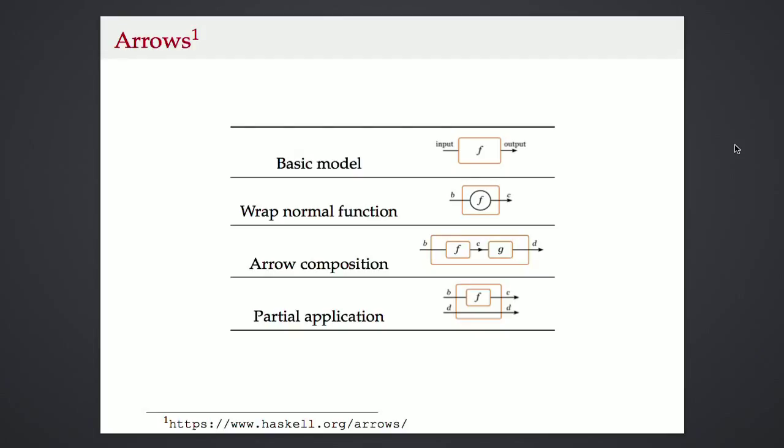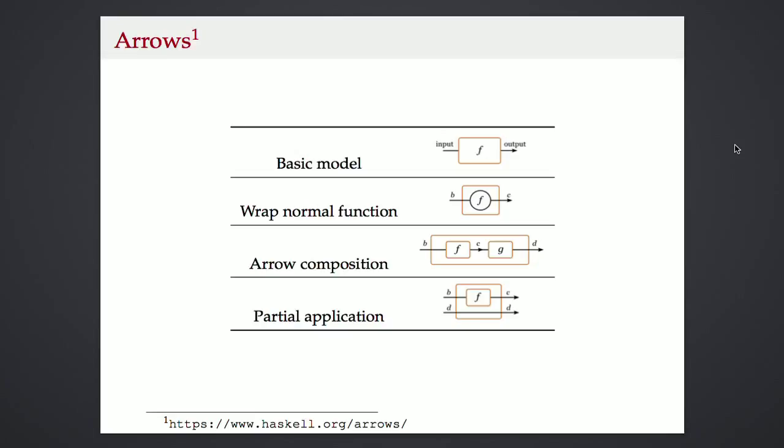So every wire we have is an arrow. An arrow is kind of like a monad. I think every monad is an arrow, but not every arrow is a monad. The basic model of arrows is that we simply wrap our function f, and it creates an arrow that simply takes an input and gives an output. Very basic abstraction. So that's the basic model, and also how we wrap it, kind of like return.